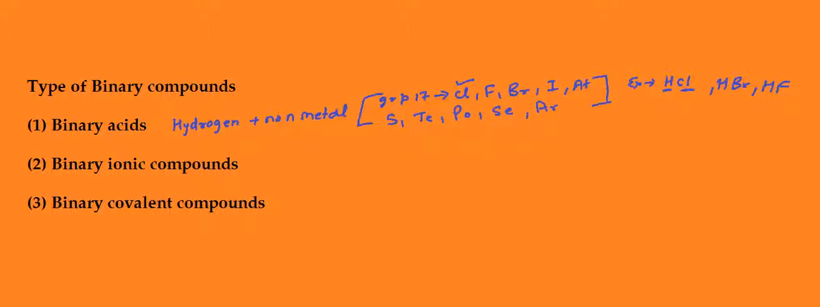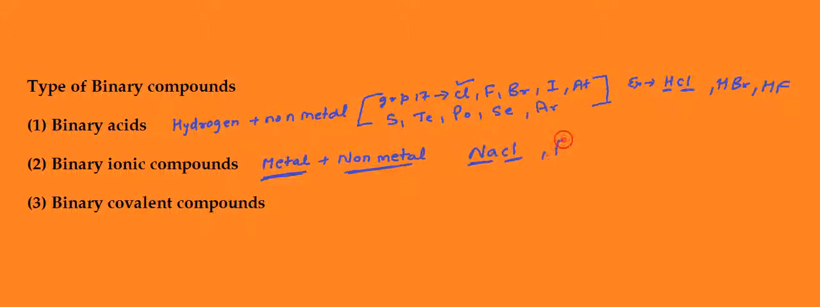Now the second category is binary ionic compound, in which two elements are involved, the first always metallic in nature and the second always non-metallic in nature. So here the first is always a metal, which behaves like a cation, and the second is always a non-metal, which behaves like an anion. Like for example, I put here NaCl. In this, the first element is sodium, which is metallic in nature, and chlorine is non-metallic in nature.